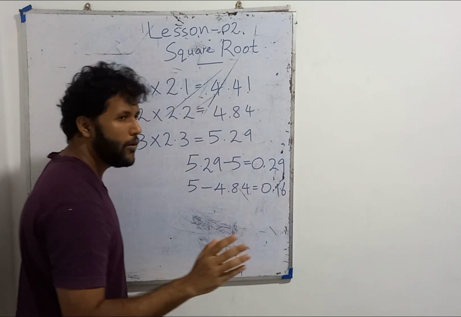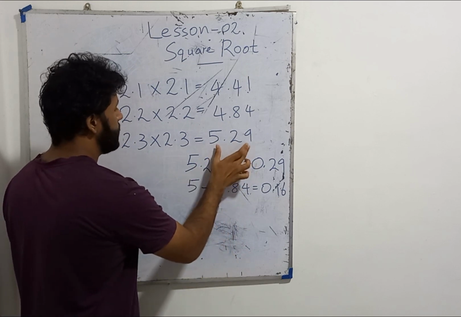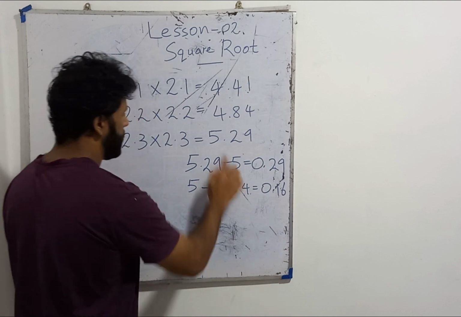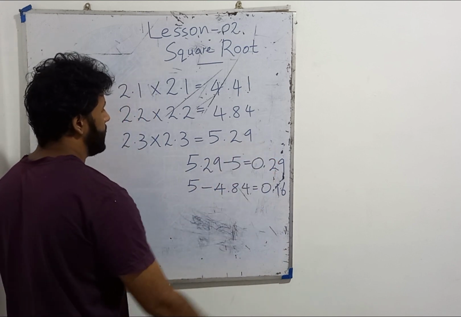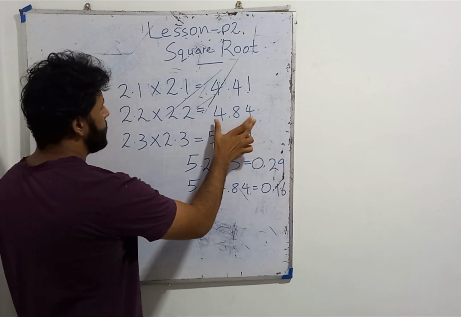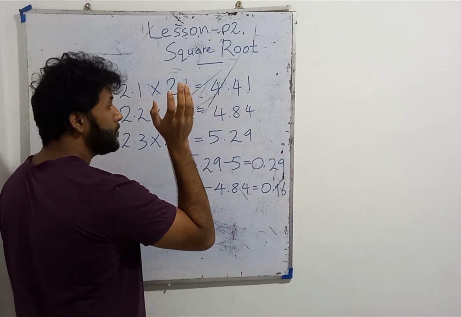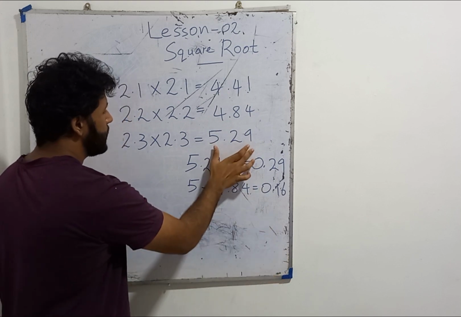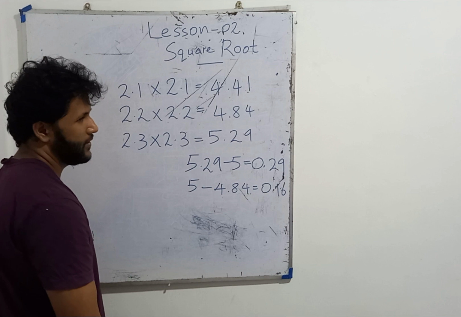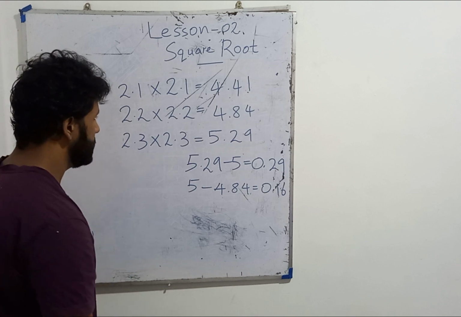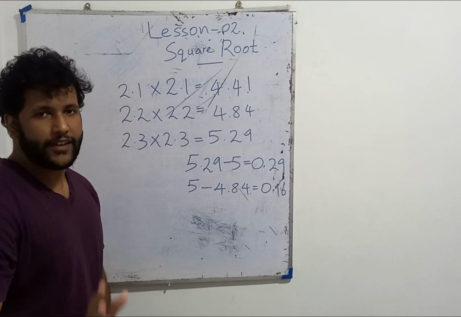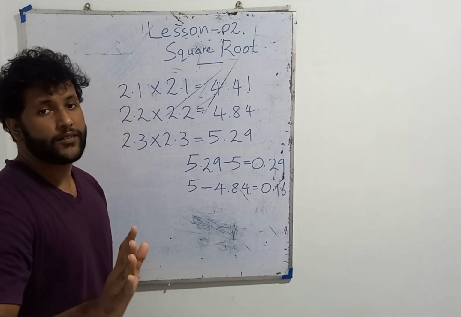4.84 is closer to 5 than 5.29, right? If I said earlier it's 2.3, it's 5.29, then 4.84 is closer to 5 than 5.29. Very simple, huh? Very simple. Then 2.2 is the first approximation for the square root of 5.